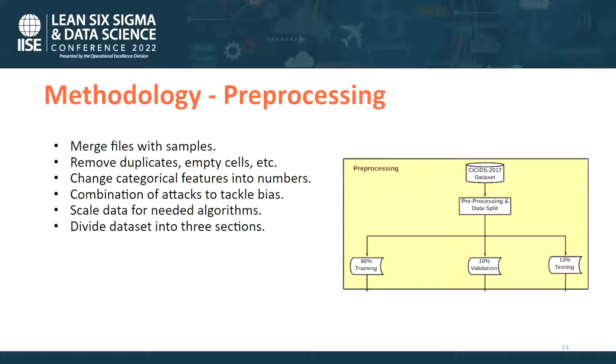After the combination of attacks was done, which was explained in the previous slide, we did a scaling technique to scale the data for 2 algorithms, which are logistic regression and support vector machine. And then at the end, we divided the dataset into 3 different sections: training, validation, and testing, which are going to be used for different purposes during the research.